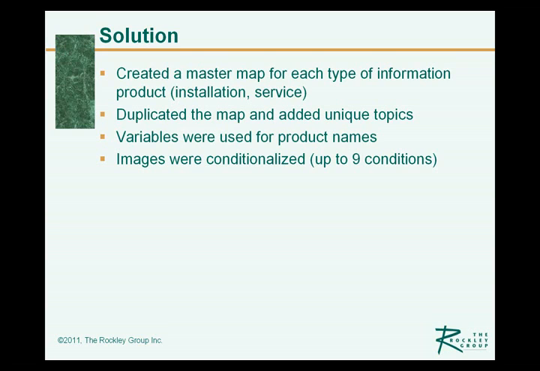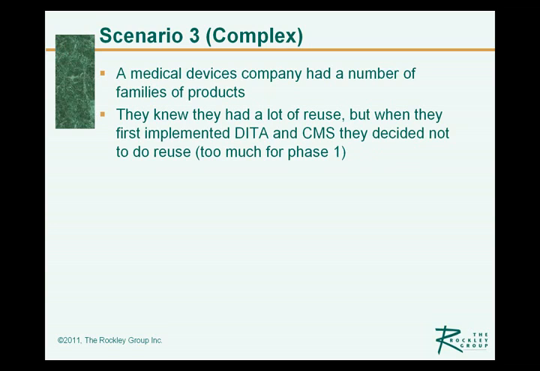What they decided they wanted to do, you could manage everything in the same map, but they were afraid of getting a little bit confused, so they decided to duplicate the map. It doesn't duplicate the topics. It's just, okay, I'm going to make another version of this reusing all the same topics, and that would be specific to a particular product. So they added in their unique topics. We put in variables for things like product names, and then we conditionalized their images. In this case, there were up to 9 different images in some of the product families. So a little bit confusing, but not once the writers got started with it. It was obvious to them which image belonged to which, because they knew their products really well.